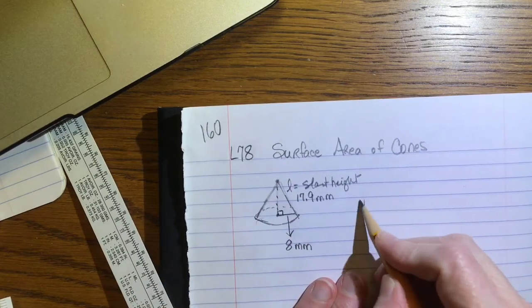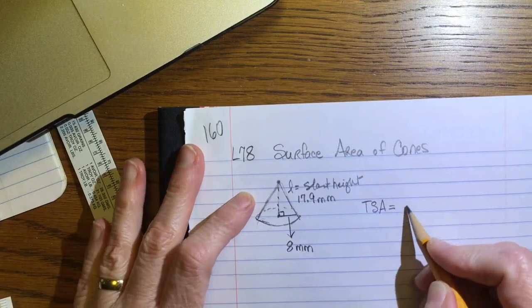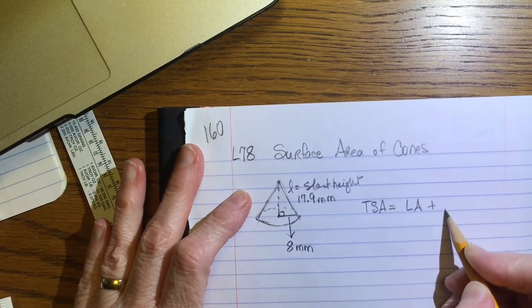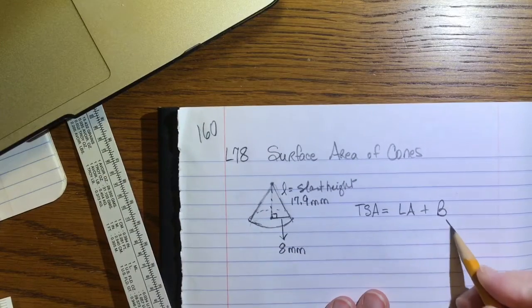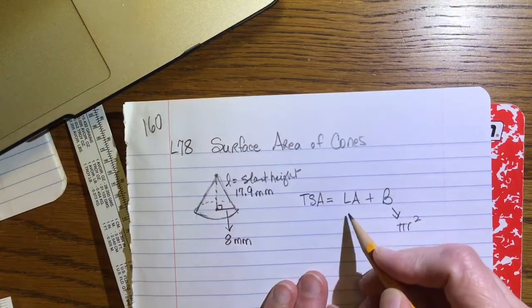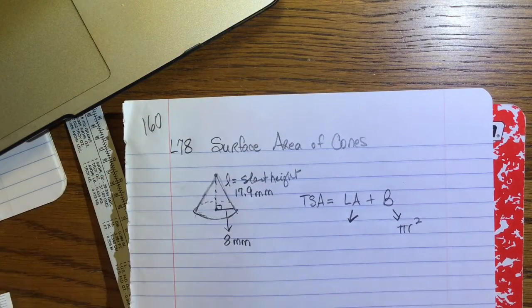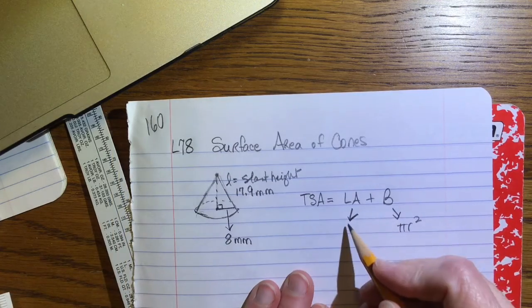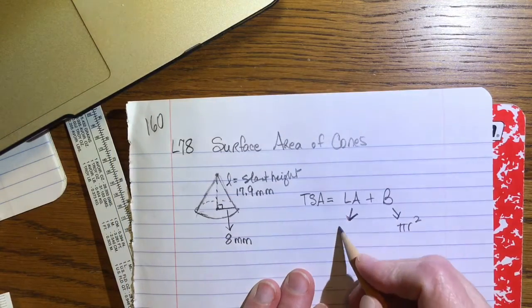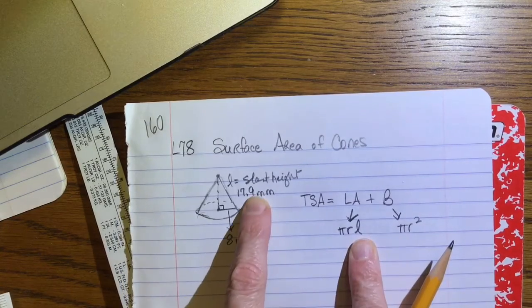And so the total surface area is going to be equal to the lateral area plus only one base. Well, we know how to find the base. The base is a circle, so it'll be pi r squared. But the lateral area is going to be the area of that. If you unfold it, it's kind of a fan shape. And that formula is going to be pi times r times L, and that L is the slant height.